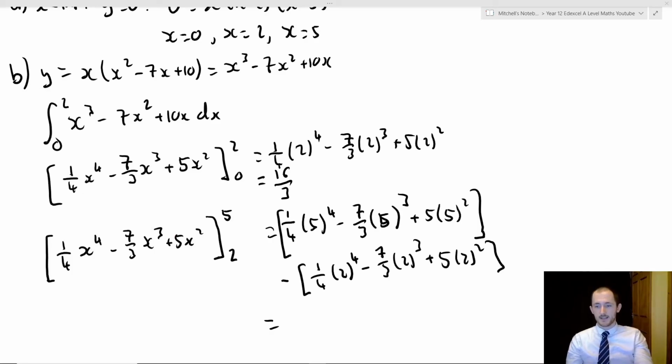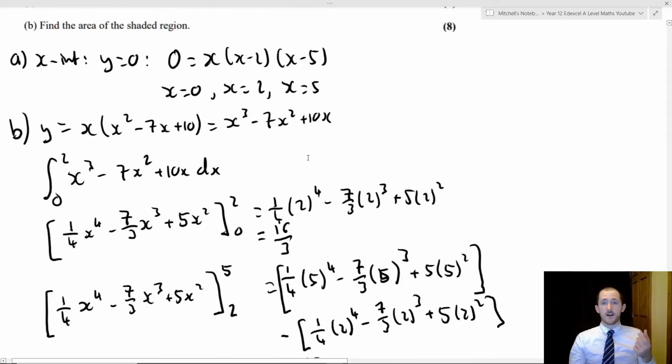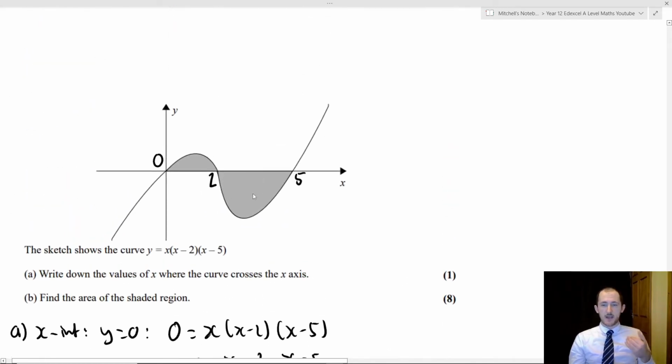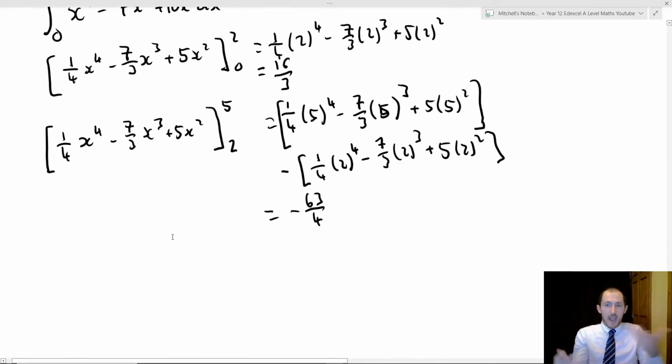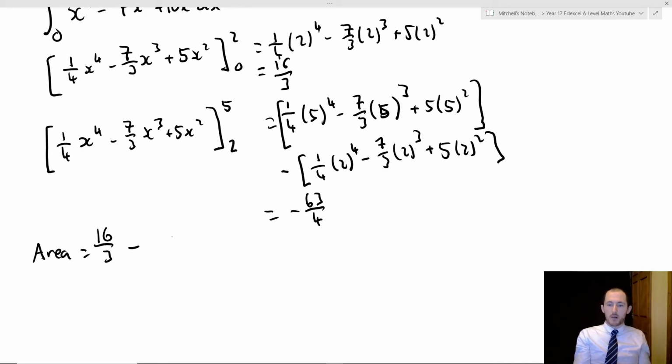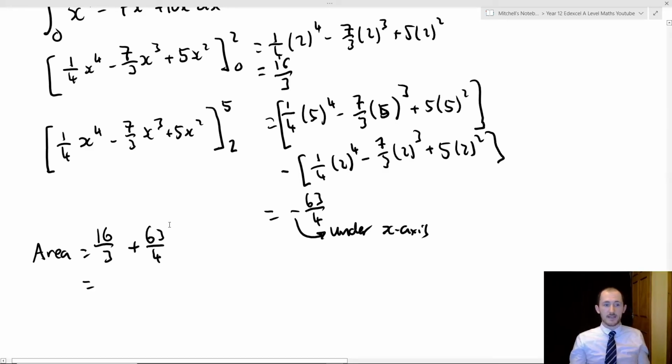So as I said, I'm getting a negative number. So if I integrated from 0 to 5, I would cancel out part of the area, but that's not what it's asking. It's asking for the area of the shaded region, which means I need to add these together. So the actual area is 16 over 3 plus 63 over 4. Remember, the negative just means it's under the x-axis. Okay? Areas can't actually be negative.